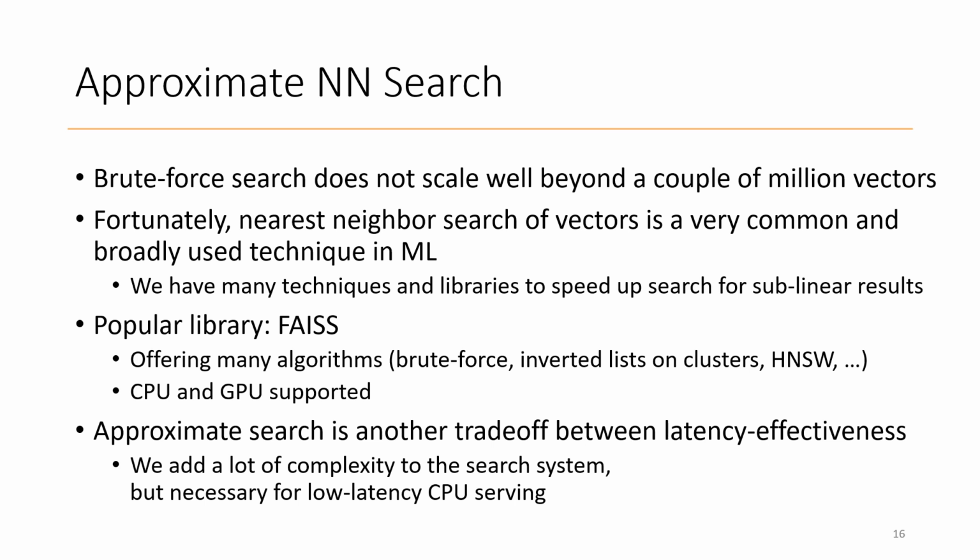I also want to mention that approximate nearest neighbor search is again another trade-off between latency and effectiveness that we add to our system. Because if you do approximate nearest neighbor search, you're not guaranteed anymore to find the exact nearest neighbors that you would with a brute force search. But it is necessary if you want to conduct low latency CPU serving.